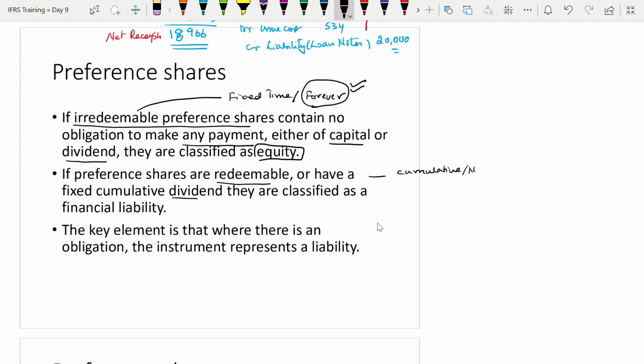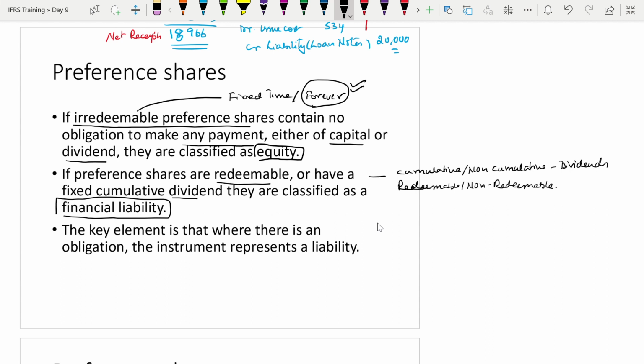Cumulative, non-cumulative dividends. Redeemable, non-redeemable. If it is redeemable, we are going to pay it off after the end of the life, then it is going to be classified as a financial liability.